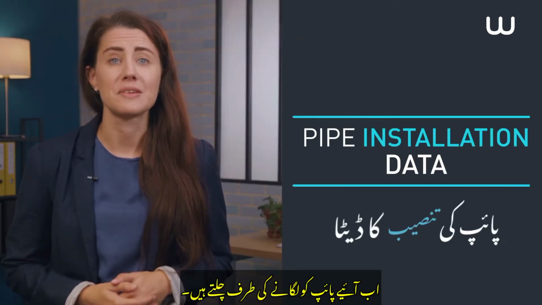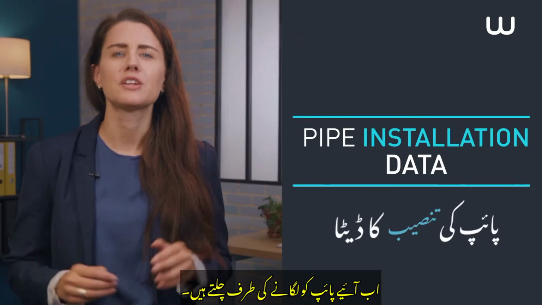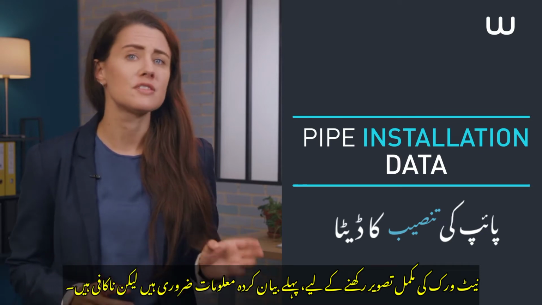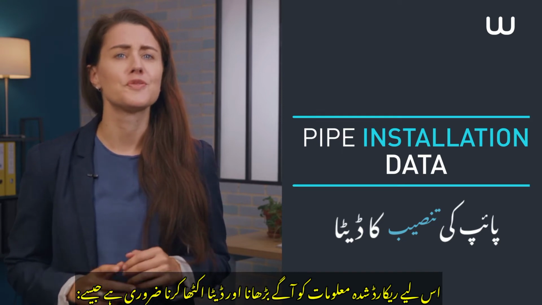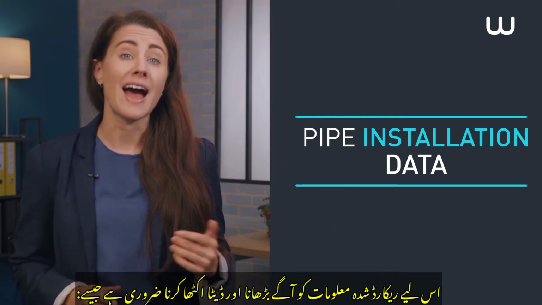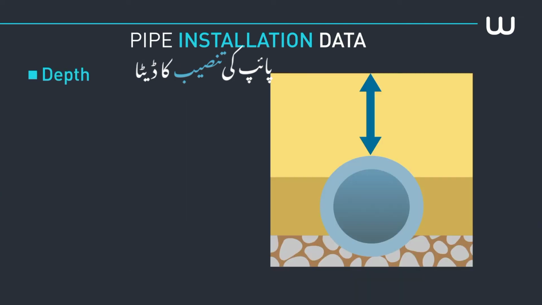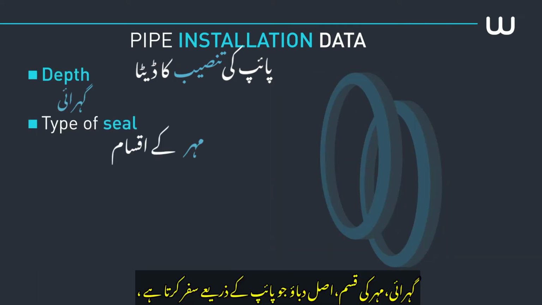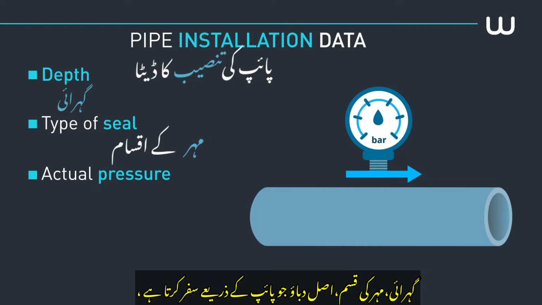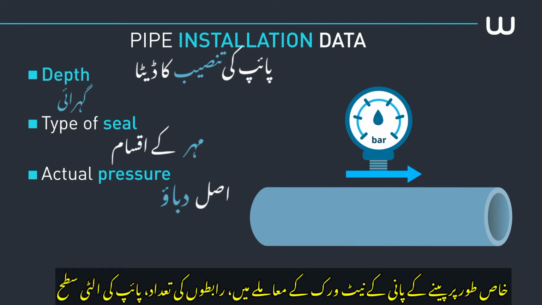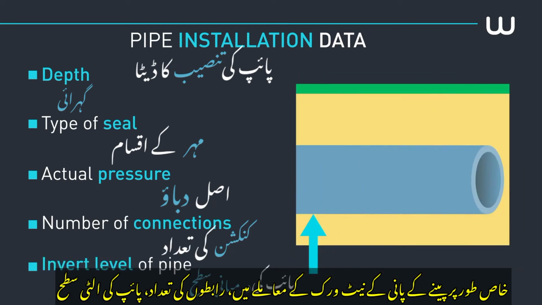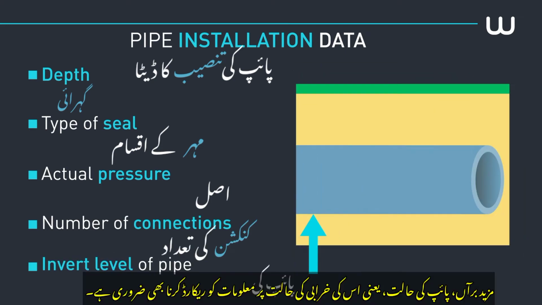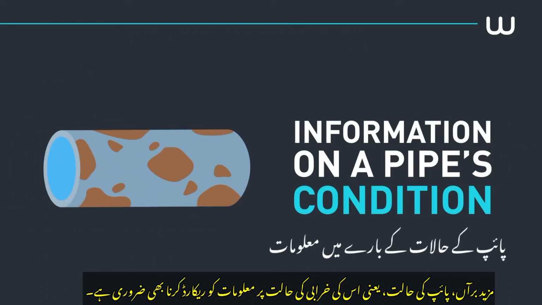Now let us move on to pipe installation. To have a complete picture of the network, the information previously cited is necessary but insufficient. It is therefore important to further the information that is recorded and to collect data such as depth, type of seal, the actual pressure that travels through the pipe, particularly in the case of drinking water networks, the number of connections, and the invert level of the pipe. Furthermore, it is also important to record the information on a pipe's condition, i.e. on its state of deterioration.